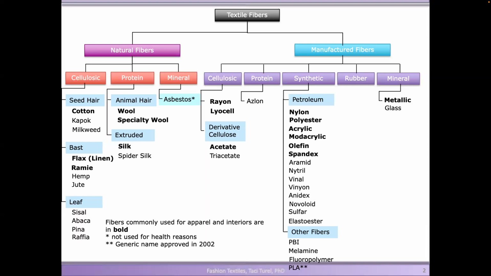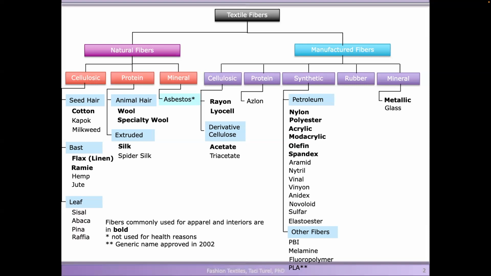And then some cellulosic fibers that are natural, of course, come from the leaf of the plant, and those are sisal, abaca, pina, raffia. Those are also cellulosic fibers that we use in different applications. Probably cotton is the most commonly used fiber in the world. We use cotton a lot for so many different things, so many different applications.